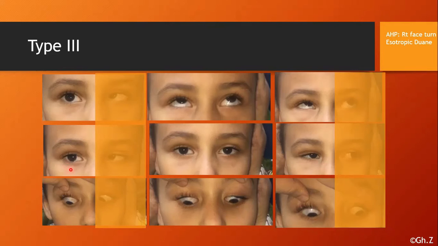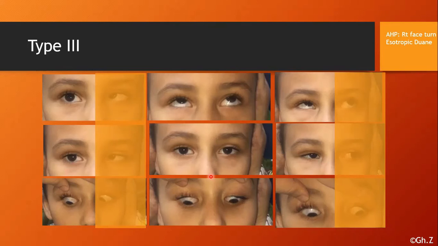And on dextroversion, there is limited abduction. So we have limited abduction and limited adduction. So this is type 3. How about the alignment? Can we comment? Yes, ma'am. The alignment is a slight exotropia in the right eye.